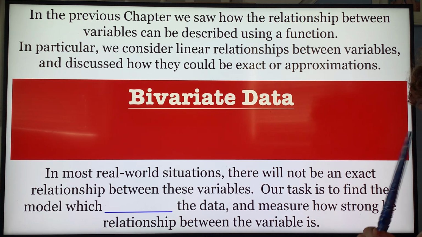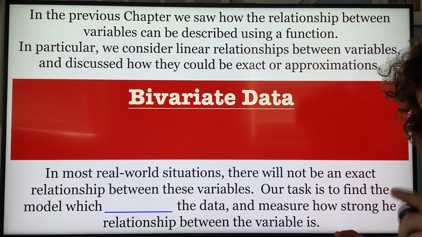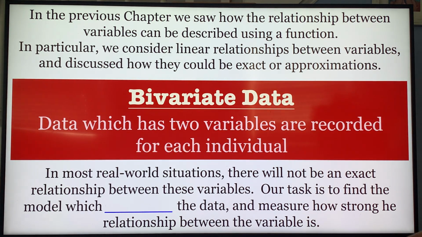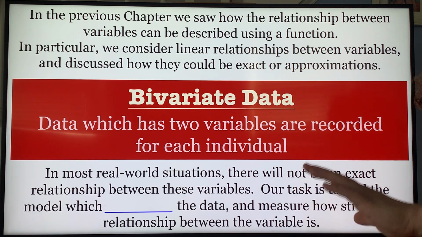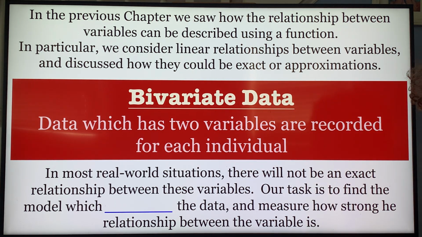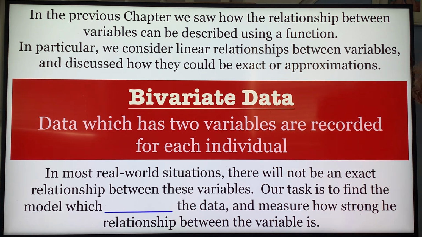Now, we're going to be doing a lot of things, and the title of the chapter is bivariate data. But if you don't know what that means, this will mean nothing to you. So does anyone have a clue what that means? Well, bivariate data is data that has two variables that are recorded for each individual, okay? So not just one, so you don't just go, okay, for each individual, I record one thing. No, you record two specific things for each individual, right?